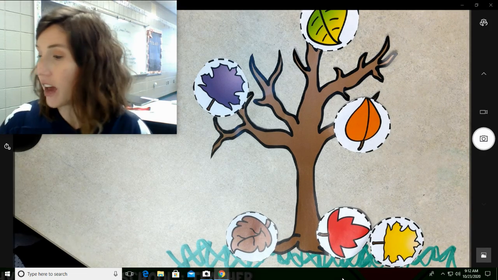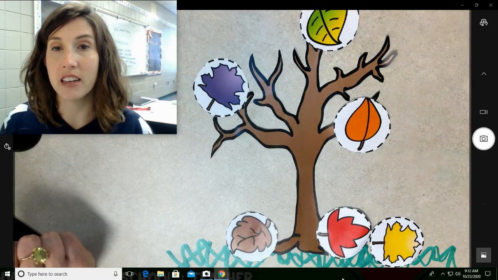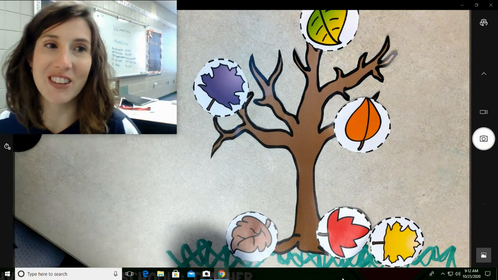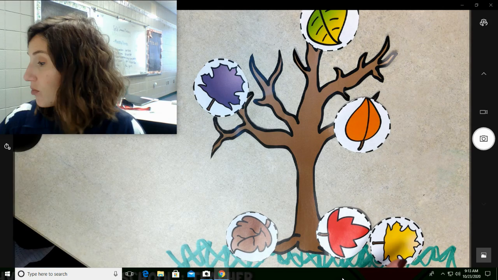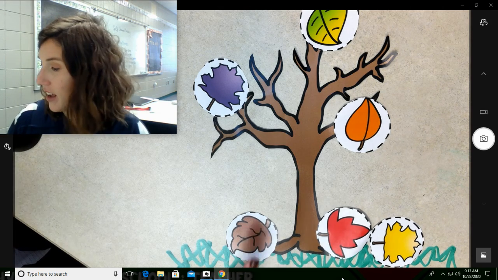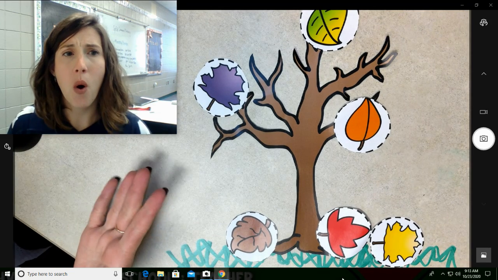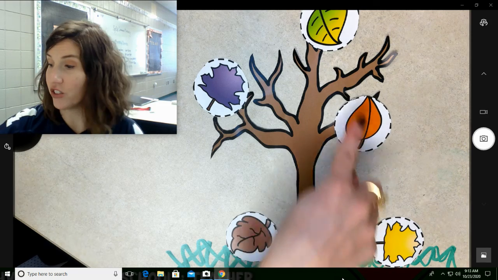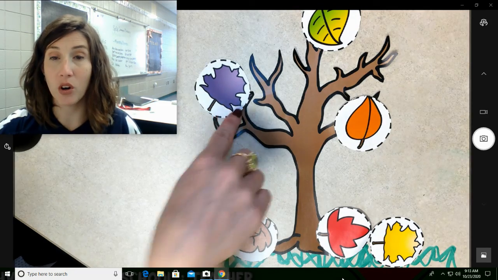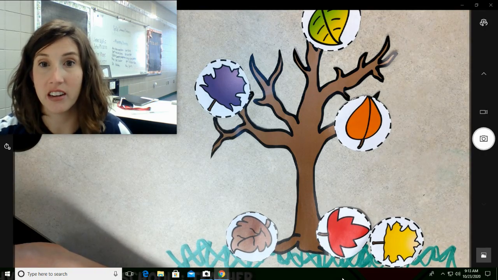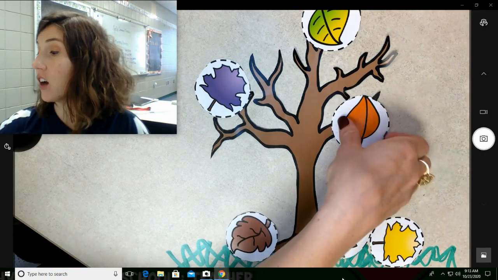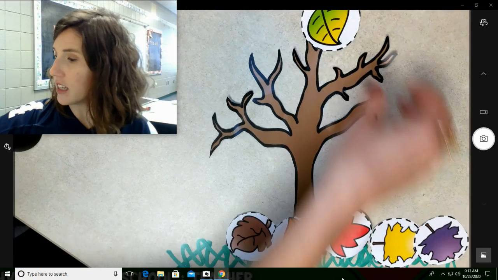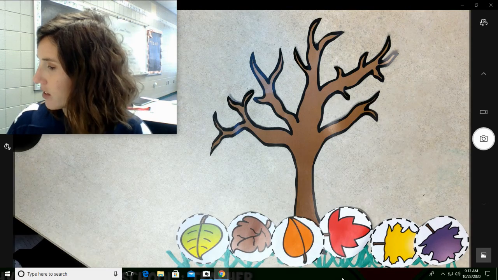Very good. Now, we have some leaves on the tree and some leaves on the ground, under the tree. What color leaves are under the tree? Yellow, red, and brown. What color leaves are in the tree? Orange, green, and purple leaves are in the tree. Very good. Now, in autumn, all of the leaves are going to fall off the trees.